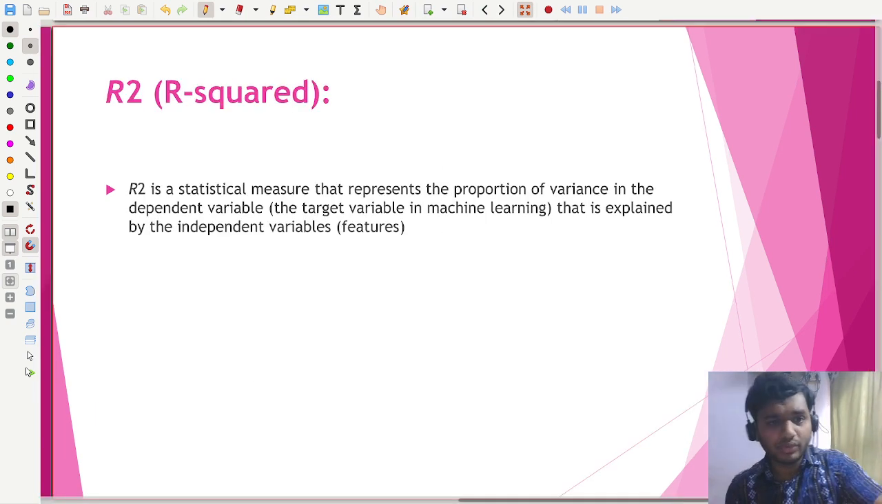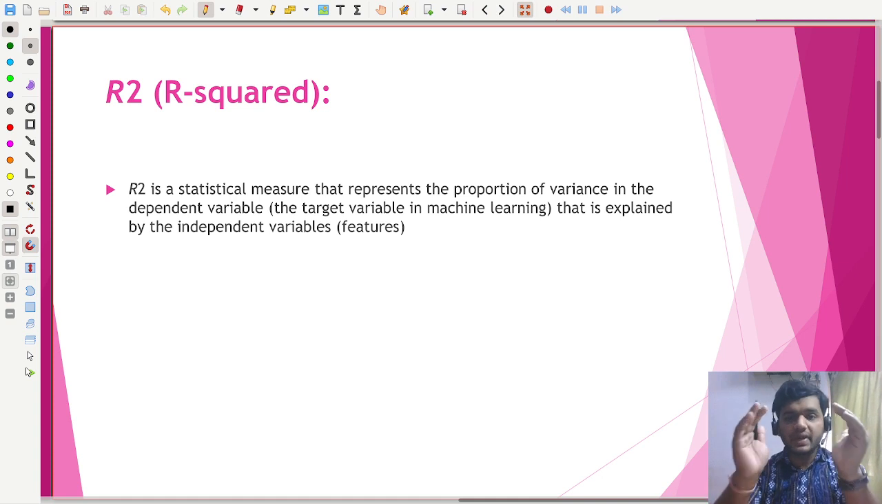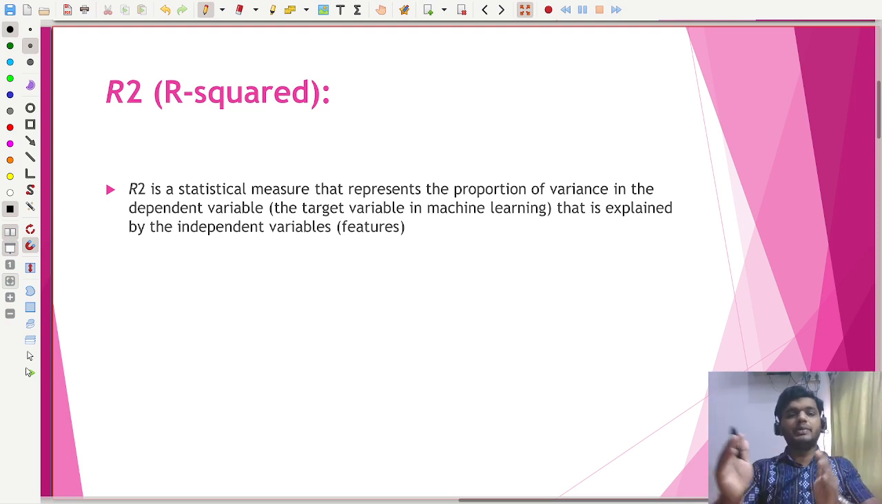So we'll see what R square is. R square is a statistical measure that depends on the proportion of variance in the dependent variable. The dependent variable is the target variable, that is explained by the independent variable. Independent variable means the number of features. So it measures the variance between the dependent variable and the independent variable.